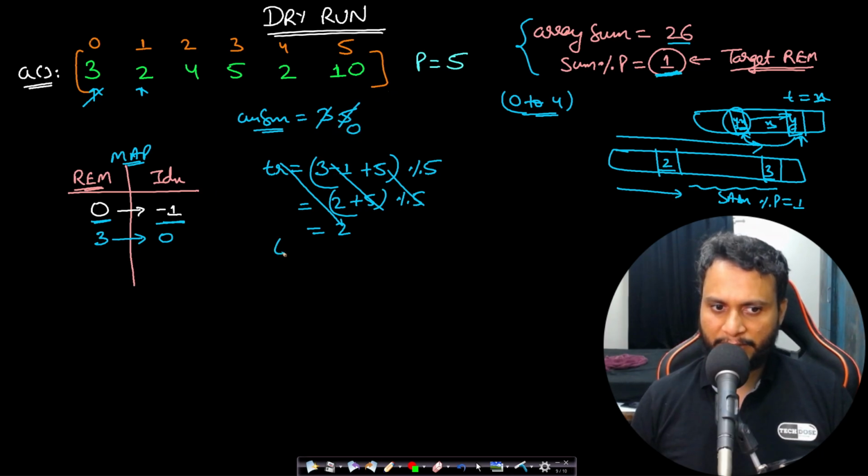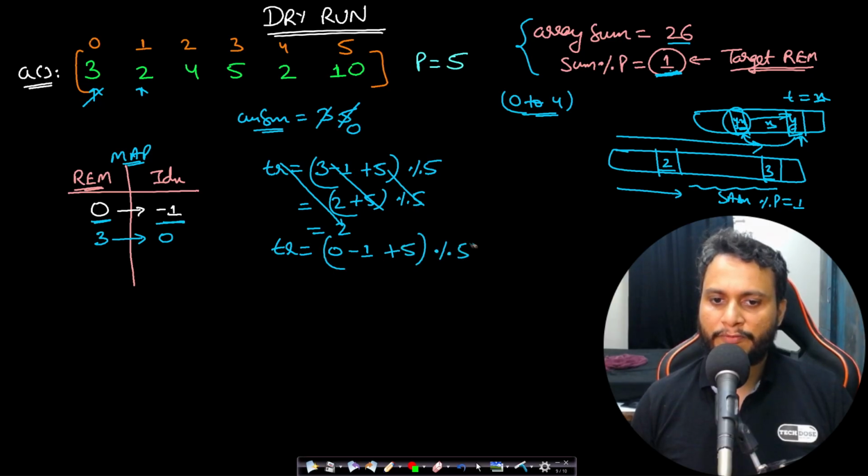What will be my target remainder? The target remainder is equal to current sum minus 1, so 0 minus 1, and I have to do the negative remainder adjustment, which is plus 5, and take mod 5, so that will be equal to 4. Have we seen this 4 already? No, we have not seen this 4. So let's insert this 0, that we have seen a remainder 0 at index 1.